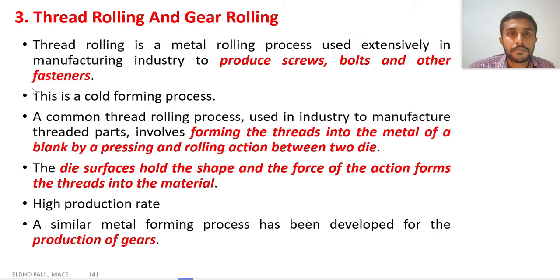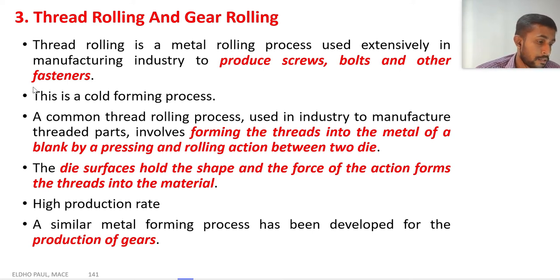So the next important rolling process is thread rolling and gear rolling. We can create different threaded fasteners using this rolling process. You may have studied the making of threaded fasteners using machining. Using a lathe, we can create threaded fasteners. We can create threads on the workpiece using machining operation. But compared to machining, threads can be made on the workpiece, or gears also can be made, using rolling operation.